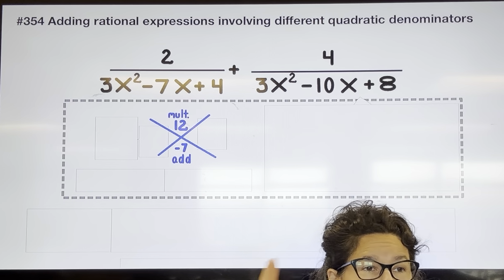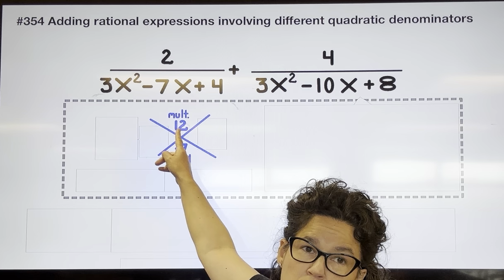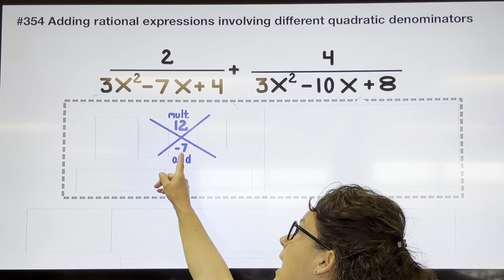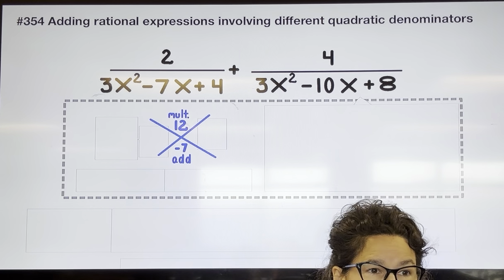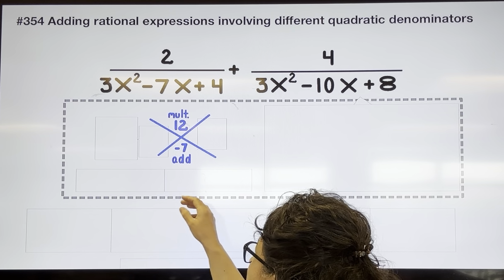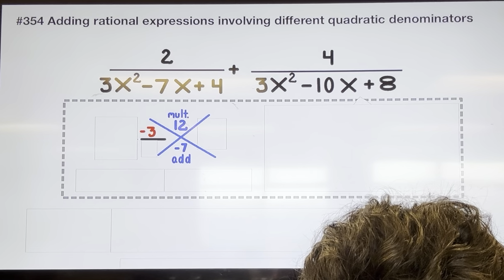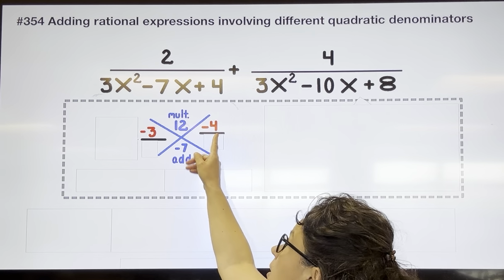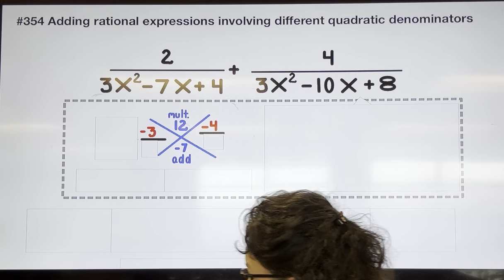Next, you want to think of two numbers that when you multiply them, you get 12. So they'll either both be positive or both be negative. And they add up to -7. So now I know they have to both be negative. So two numbers that multiply to get 12 and add up to -7, that's going to end up being -3 and -4.